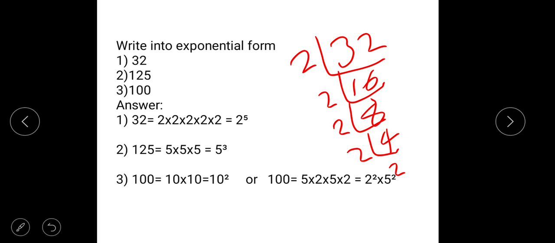Look at the number 100. How can we write 100 in exponential form? It can be written as 10 into 10, right? 10 into 10 is 10 square. Or the same 100 can be written in another form, that is 5 into 2 into 5 into 2. Here all the factors are prime numbers, right? 5 two times and 2 two times. So 5 into 5 can be written as 5 square, and 2 into 2 as 2 square. So the exponential form of 100 we can write in this form also, 2 raised to 2 into 5 raised to 2.